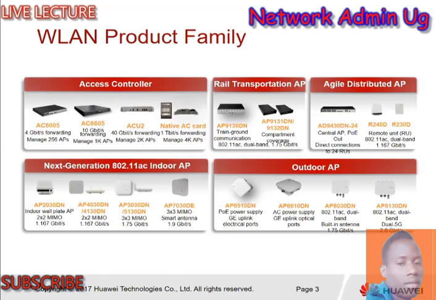We have the category of the ACs. We have the first AC, which is the 6005. AC 6005 can manage a number of access points, starting with a range of 4 access points up to 128 access points.